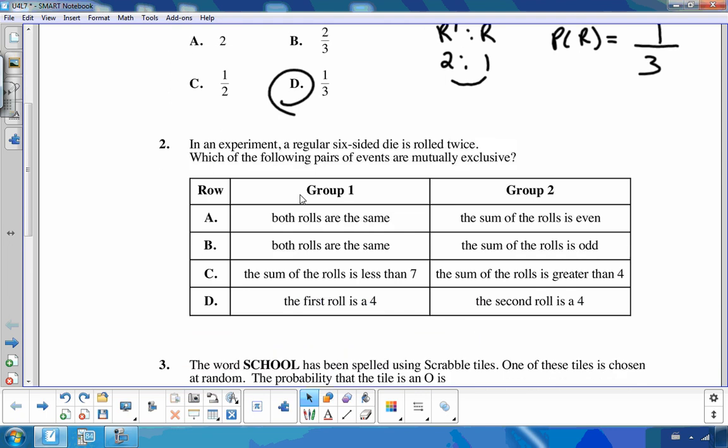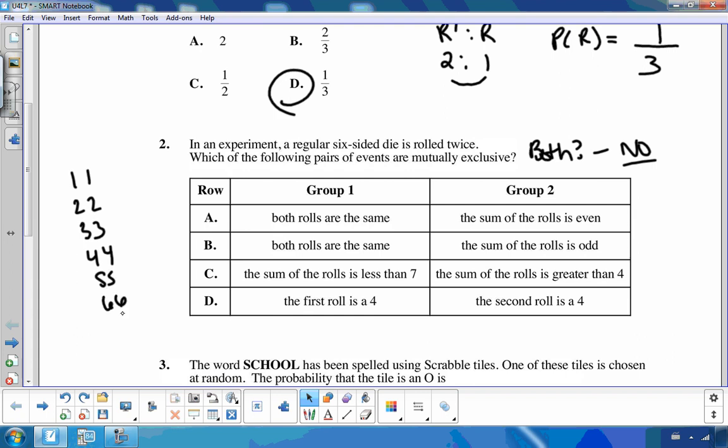Okay, in the next one, I'm looking at rolling 2 die, or rolling 1 die twice, same thing. Which of the following pairs are mutually exclusive? That means the answer to the question, can both happen at the same time, should be no. They both can't happen at the same time. So we'll just go through this. The rolls, both rolls are the same, and the sum of the rolls is even. So here's all the ways I can get the same roll.